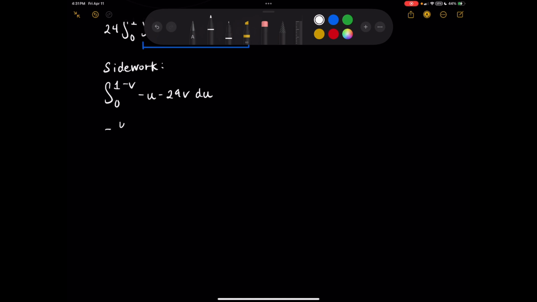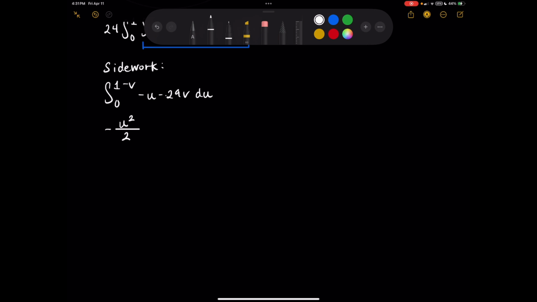But then we add 1 to the power, so 1 plus 1, right? And that's going to be 2. So I'm just going to do that. It's going to be 2. And you're going to divide by that new power. So it's going to be negative u squared over 2.